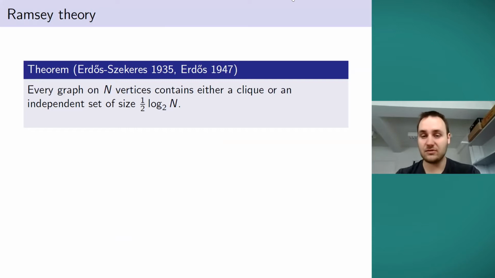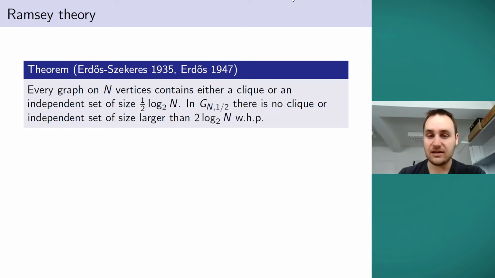So the classical result of Erdős and Szekeres tells us that every graph on n vertices contains either a logarithmic size clique or a logarithmic size independent set. And later, Erdős showed that this bound is essentially the best possible. So his celebrated probabilistic argument says that if we consider the random graph G(n,1/2), so we look at the graph on n vertices in which we include every edge independently with probability half, then this graph contains no clique or independent set of size larger than 2 log n with high probability.